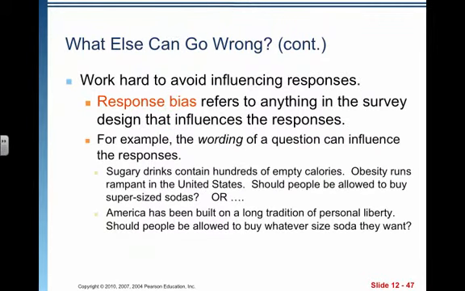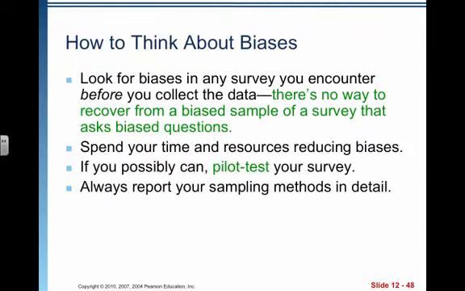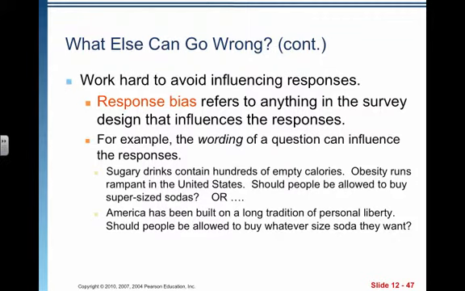Work hard to avoid influencing responses. Response bias refers to anything in the survey design that influences the responses. If a man with a mustache comes up and asks you questions for a survey and then asks you if you trust people with mustaches, even if you don't, you may not say no because there's a guy there with a mustache asking you that. Whether that's an outright lie, which hopefully you wouldn't do, or you think, well, this guy's nice and he's got a mustache, so I'm going to just say yes. You just have to be careful with those things.